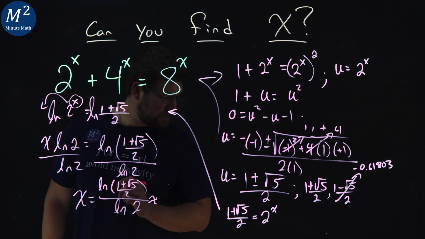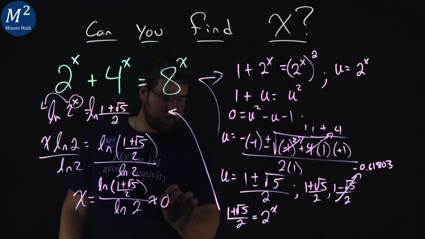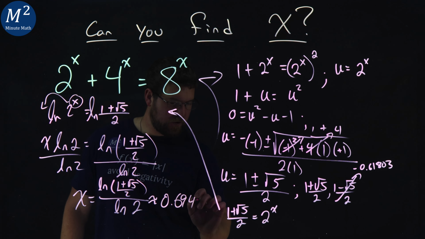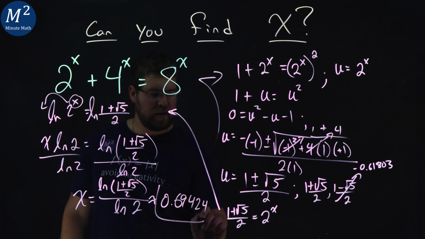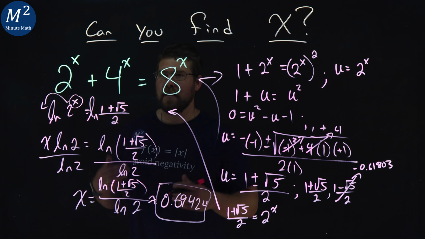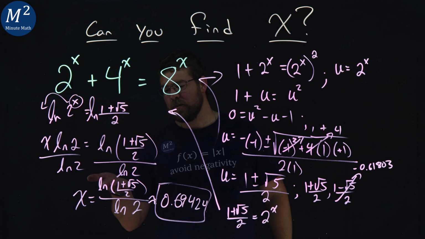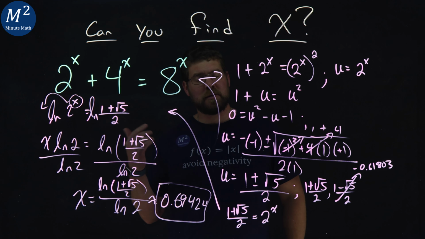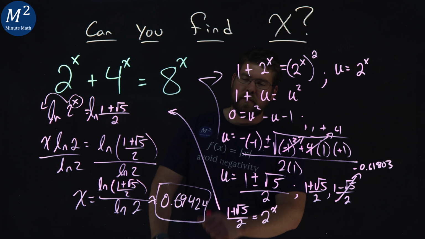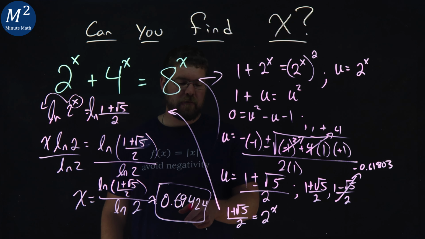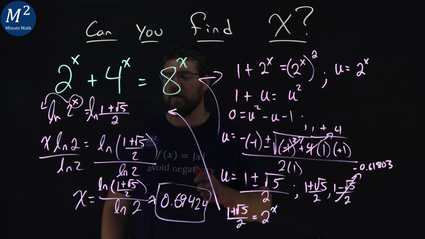And as a decimal here, that's approximately 0.69424. Put that as a little answer here, but there we go. X is the exact answer, natural log of 1 plus square root 5 over 2 over natural log of 2, but it becomes approximately 0.69424, not the 0 there at the end.